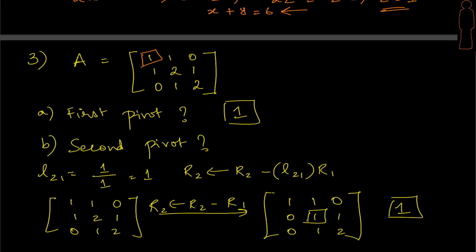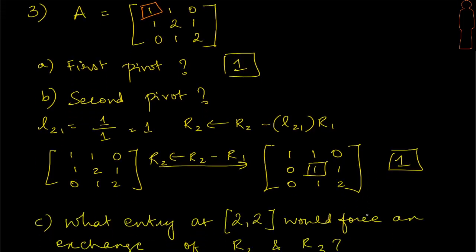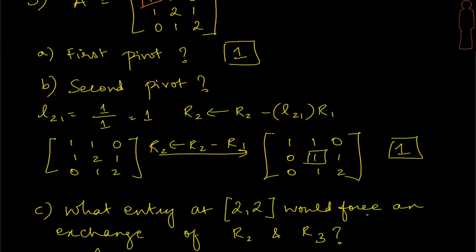And before we can proceed, I think we have got this pivot and therefore the second pivot can be understood as 1. Okay, let's move to the third part. This part says: what entry at 2 2, right? So here is the entry, this is the entry 2 2, would force an exchange of R2 and R3, right?